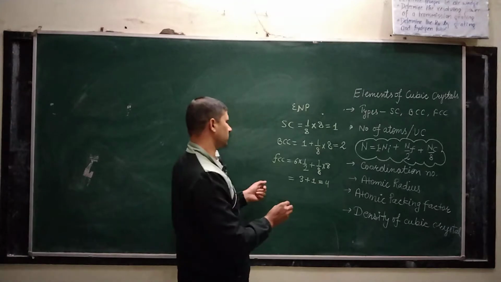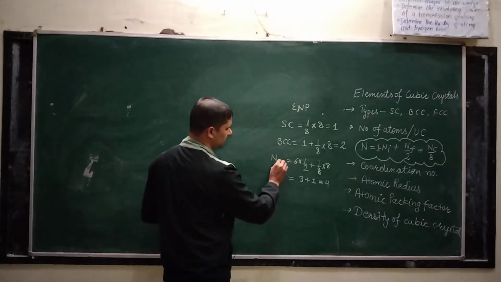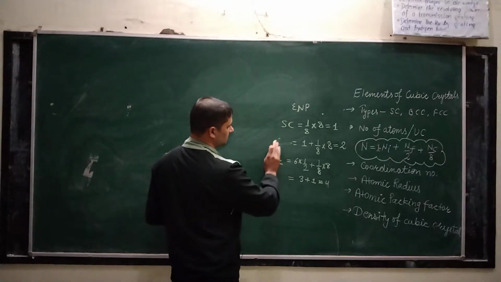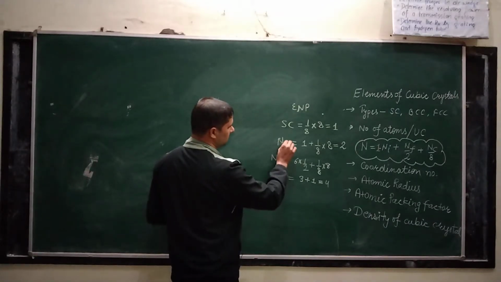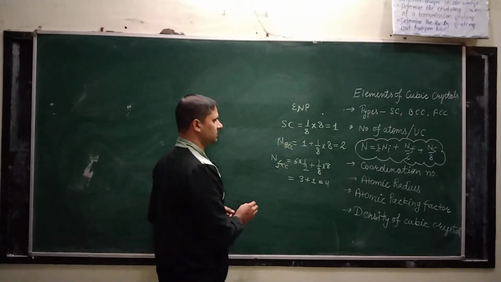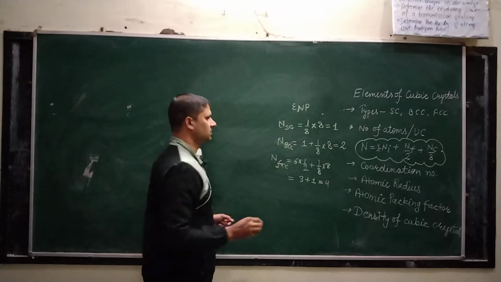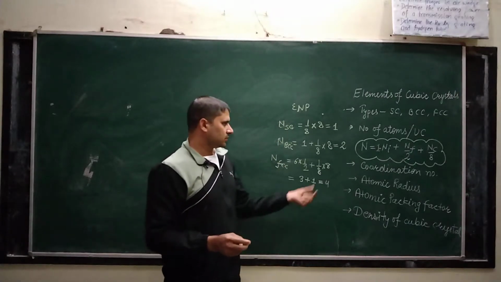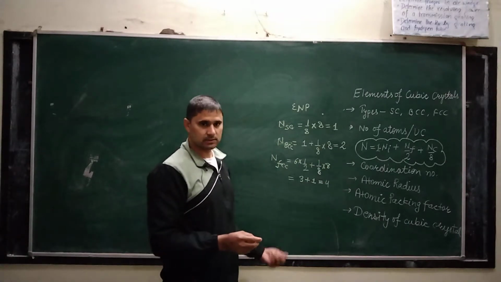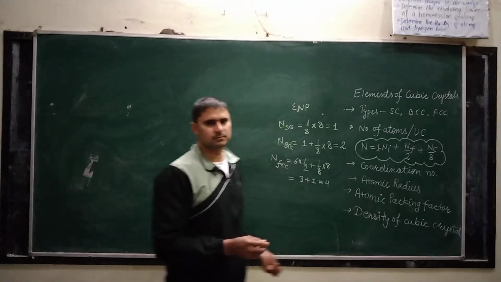So the effective number of particles, I will write it: number of particles in face centered cubic, in body centered cubic, and in simple cubic. So this is what we have done in the previous lecture. Today we have to see what is coordination number.